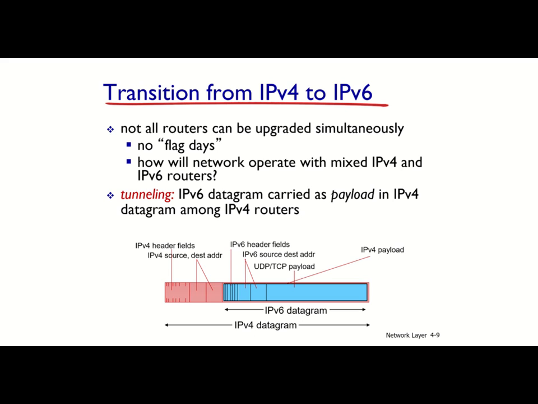The transition from IPv4 to IPv6 is very slow and it cannot happen overnight. It may take many years. So we would have some networks in which some routers run IPv6 while some other routers run IPv4. And in order to handle this situation in which we have a mixture of IPv4 and IPv6 routers, we have to have a concept called tunneling that I discuss in the next slides. In summary, tunneling means the IPv6 datagram is carried as payload in an IPv4 datagram among IPv4 routers.